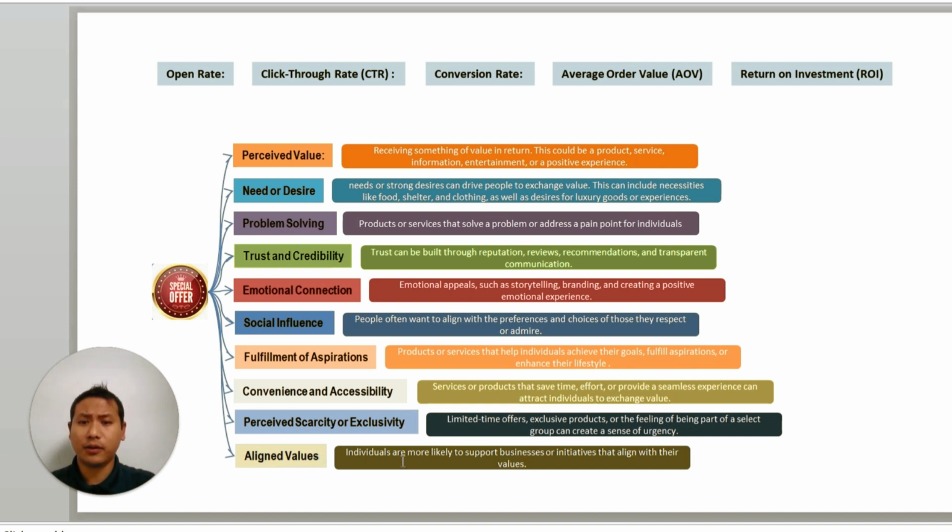So the aligned values: individuals are more likely to support a business or initiative that aligns with their values. So you have to really understand your community, your audience. If you really understand your audience, you can always integrate this into the product that you want to campaign or to sell, right?